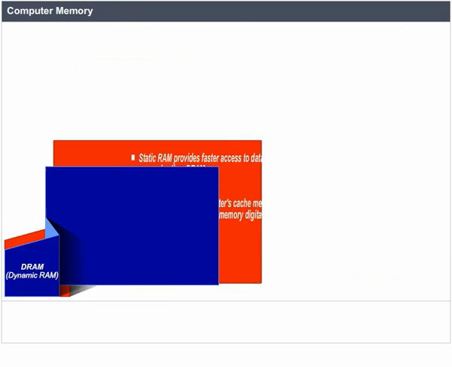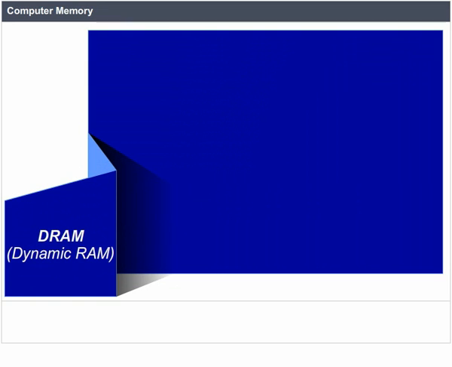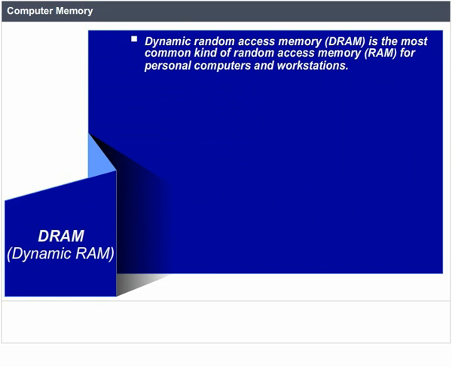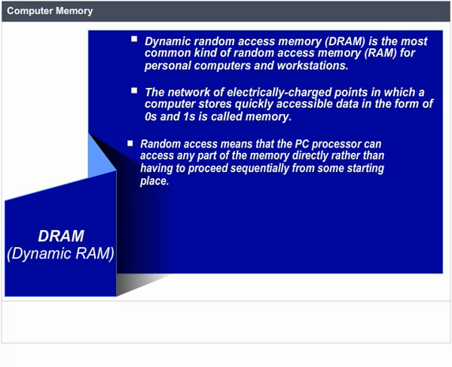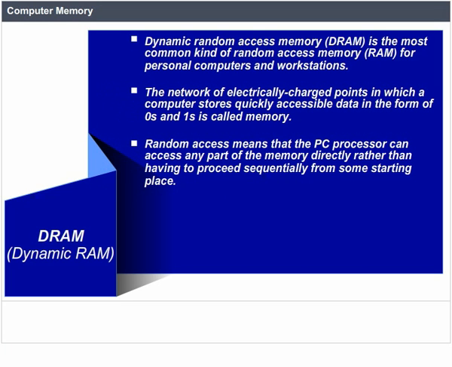DRAM, dynamic RAM. Dynamic random access memory is the most common kind of random access memory for personal computers and workstations. The network of electrically charged points in which a computer stores quickly accessible data in the form of zeros and ones is called memory. Random access means that the PC processor can access any part of the memory directly rather than having to proceed sequentially from some starting place.